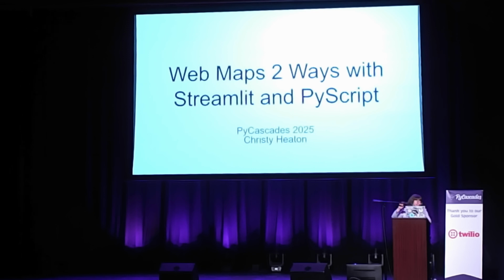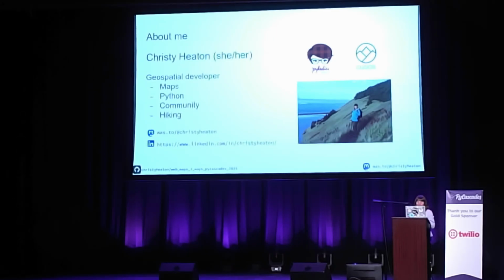I'm tiny. Hi everyone, welcome to Web Maps 2 Ways with Streamlit and PyScript. My name is Christy Heaton. I use she, her pronouns. I'm a geospatial developer. I currently work in the automated driving industry. I like maps, I like Python, I like making maps with Python. I'm also a big community person. I'm involved in PyLadies Seattle and currently the president of Kugos, which is the Cascadia users of geospatial open source. And I'm involved in other groups as well. I also like hiking in my free time, so that's going to be the theme of the map we make in a bit. And you can follow me on Mastodon, LinkedIn.